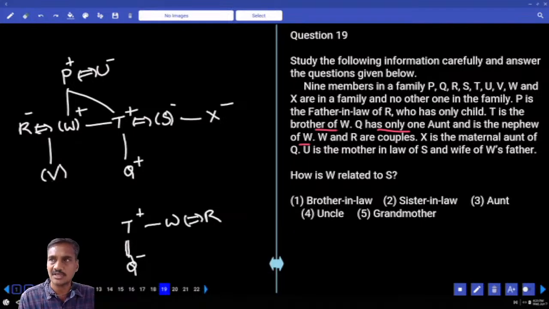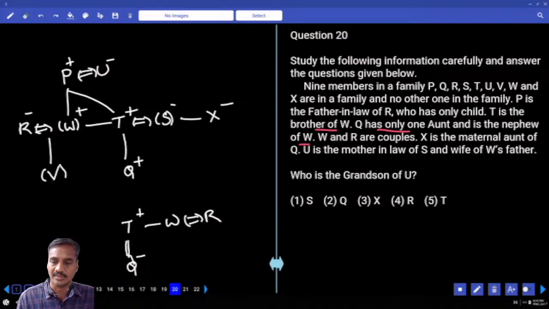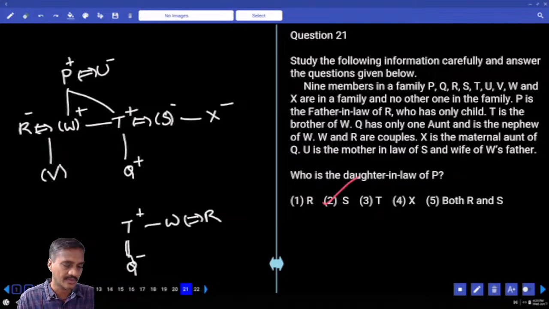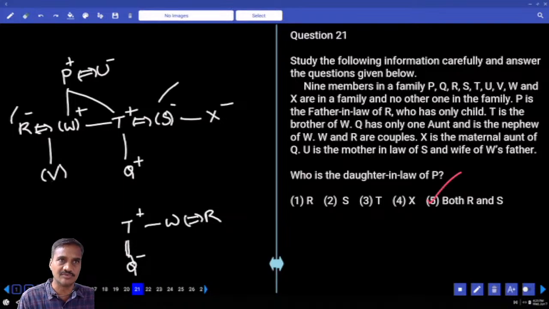Then how is W related to S? Now S is husband's brother, spouse's brother, brother-in-law, choice 1, question 19. Then who is the grandson of U? U's grandson, Q, that is definitely choice 2, question 20. Then who is the daughter-in-law of P? Either R or S, choice 5, question number 21.